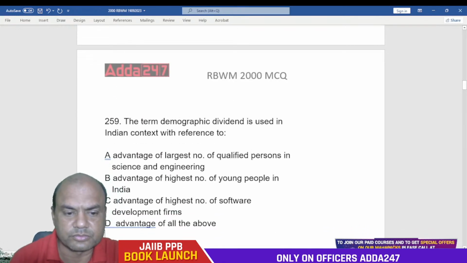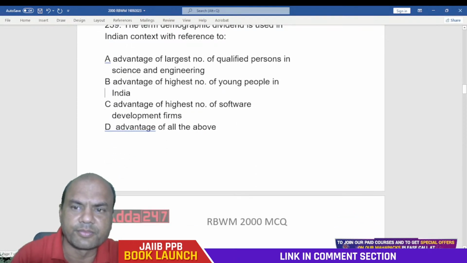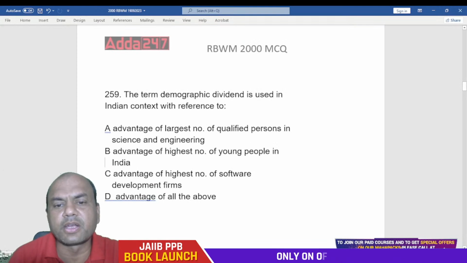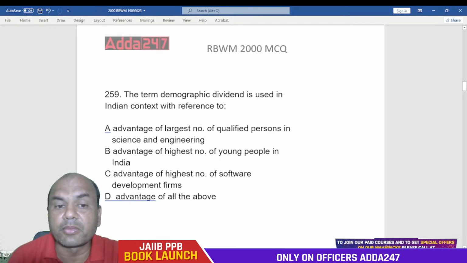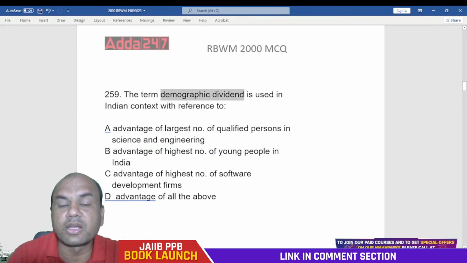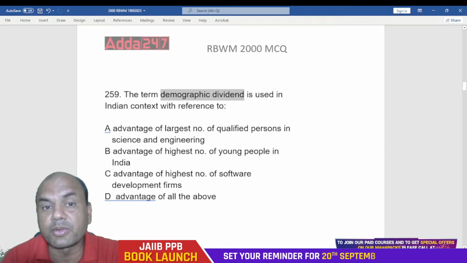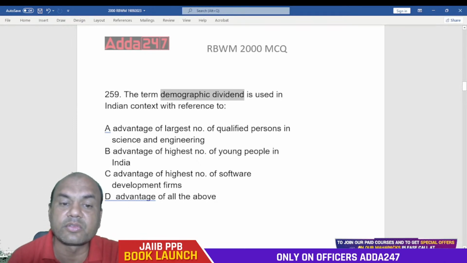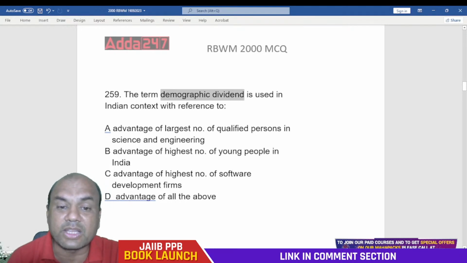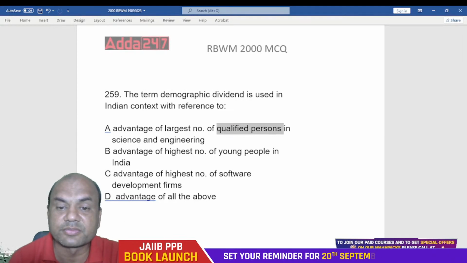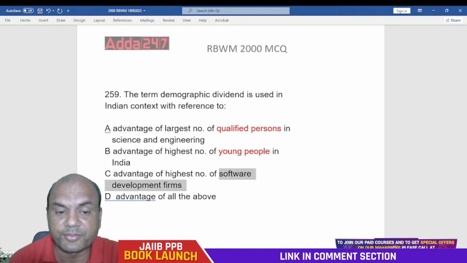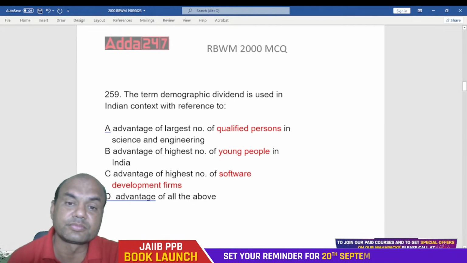Next one. The term demographic dividend is used in the Indian context with reference to demographic dividend. What do you mean by this word dividend? Dividend basically means advantage. So the demographic advantage to India is in what terms? Who can tell me? Advantage of the largest number of qualified persons. Do we have too many qualified persons? Advantage of the highest number of young persons. Do we have young persons? Advantage of the highest number of software development firms. Do we have that? Advantage of all of the above. What do you think is the answer?